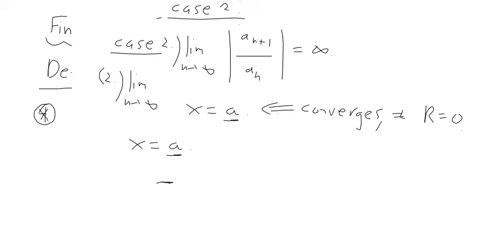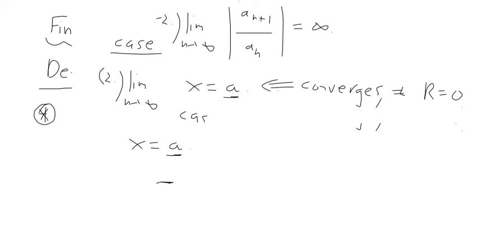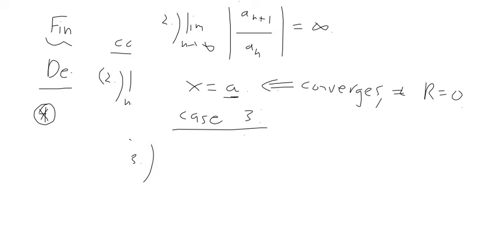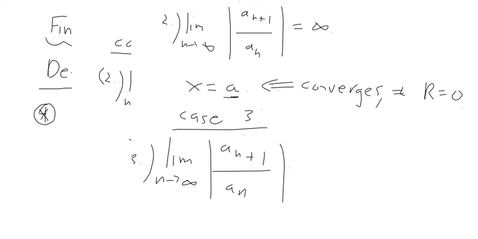All right, so we have two cases. Let's look at the final case, case 3. If we take the limit as n goes to infinity of a subscript n plus 1 all over a subscript n, and we find that our limit is less than 1, then we automatically have to write our expression in this form: 1 over the radius of convergence times the absolute value of x minus a has to be strictly less than 1.